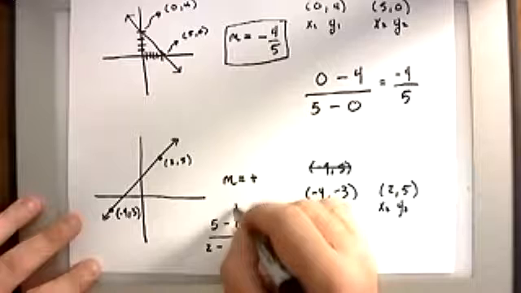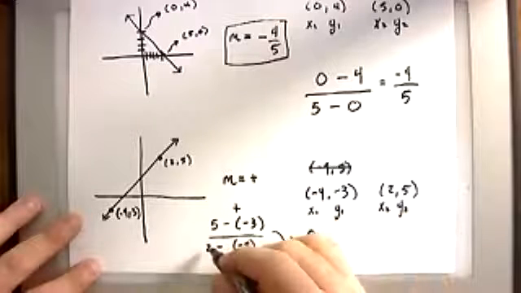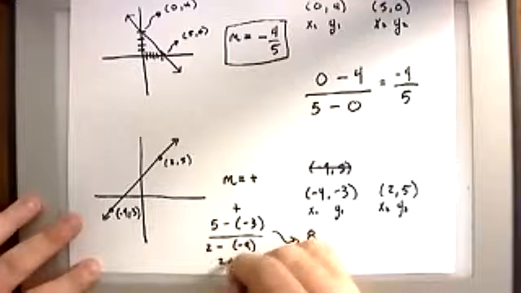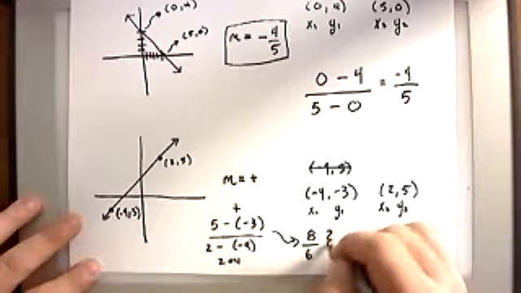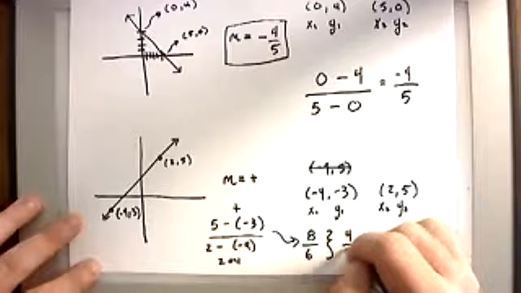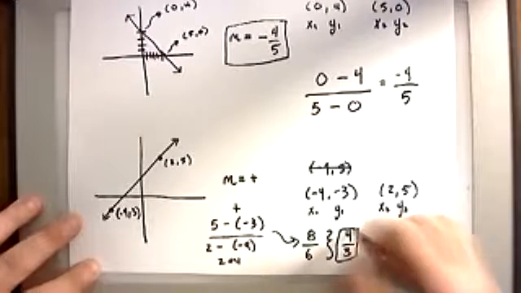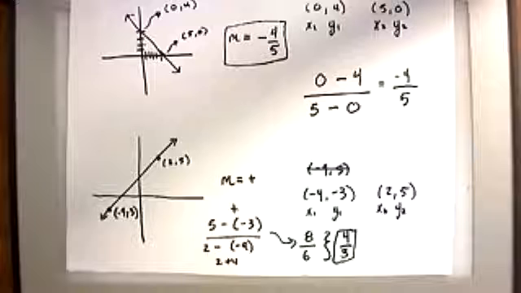5 minus -3, that's 5 plus 3, that's 8. 2 minus -4, that's 2 plus 4, that's 6. Do not forget to reduce, so your slope is 4/3. Positive, which we knew it would be, right? Positive because of the sign or the shape of the graph, okay?